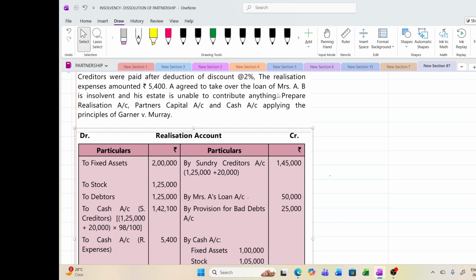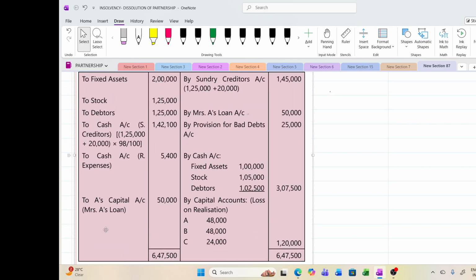A agreed to take over the loan of Mrs. A. The spouse loan is an outsider loan. It was transferred to realization account. Okay. So now A is making the payment. So A's capital account has to get credited and realization account debited to A's capital account 50,000.